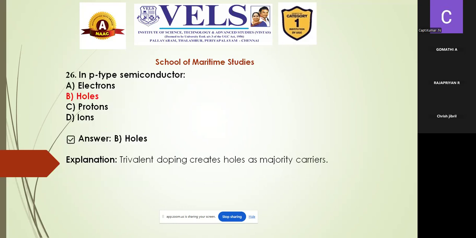In a p-type semiconductor, holes are the majority charge carriers. Trivalent doping creates holes as majority carriers. If we dope to make a p-type semiconductor, the material should have 3 valence electrons, trivalent materials.